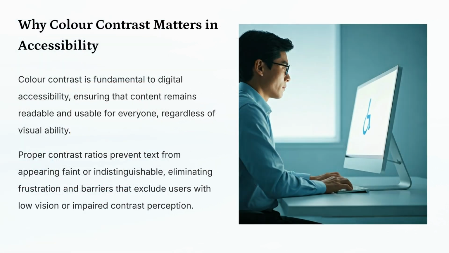Color contrast is fundamental to digital accessibility. It ensures that content is readable and usable for everyone, regardless of visual ability. Proper contrast ratios prevent text from appearing faint, eliminating barriers for users with low vision. Good contrast also improves readability in challenging conditions like bright sunlight or low-quality screens, benefiting all users.